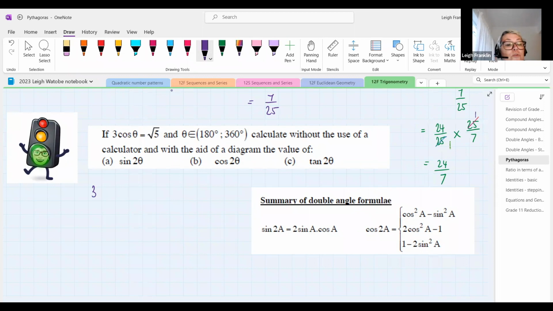So let's just help get you started, but theoretically you should know that. If you've got 3 cos theta equals root 5, you would divide by 3 on both sides, and cos theta would be equal to root 5 over 3. Okay, so now I'm going to let you do the rest on your own. You've got to draw your diagram. You've got to solve for a missing letter using Pythagoras, and then you can start answering the questions. Okay, off you go. And then, yeah, please reach out to either Yolanda or me if you need help.